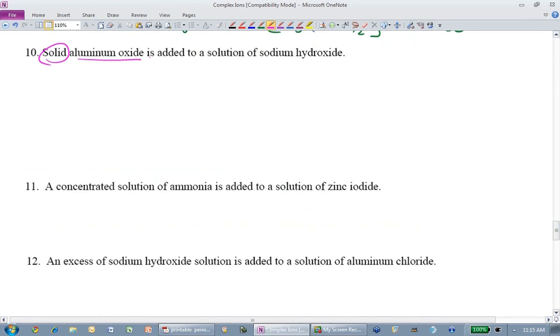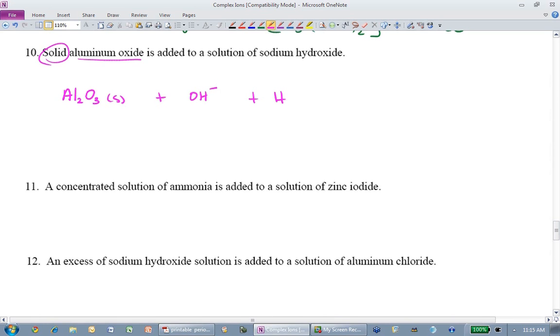Aluminum oxide. So can you write aluminum oxide? It's the first time you ever learned a 2-3 trick, huh? Aluminum is +3, oxygen is -2, so I need 2 of the 3s and 3 of the 2s. 2-3 trick, I call it. And that's solid, and that's added to a solution of sodium hydroxide. It's only the hydroxide that's going to work out for you. But aluminum complexes with hydroxide, and so you may need some waters to make the whole thing work out.